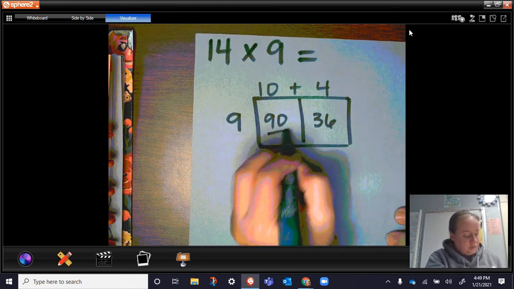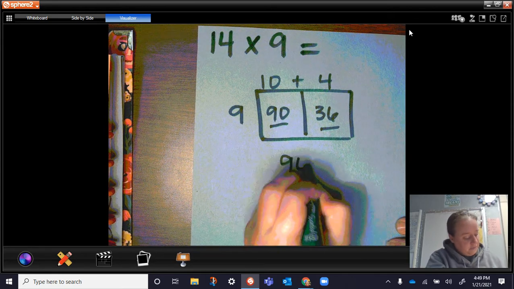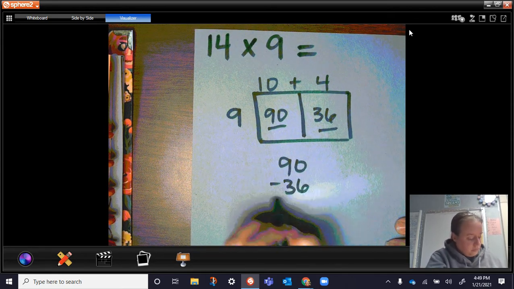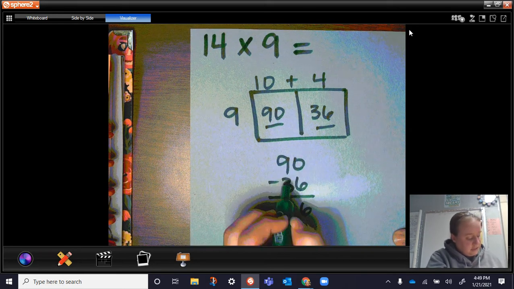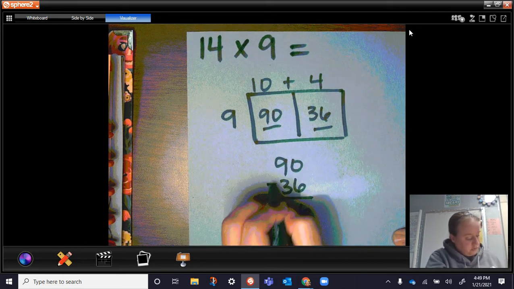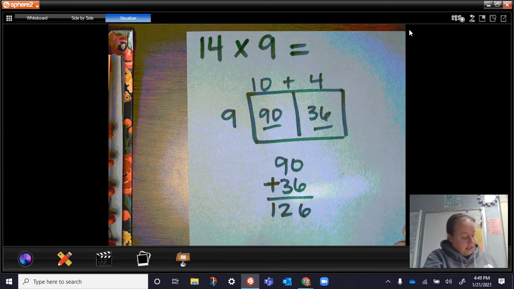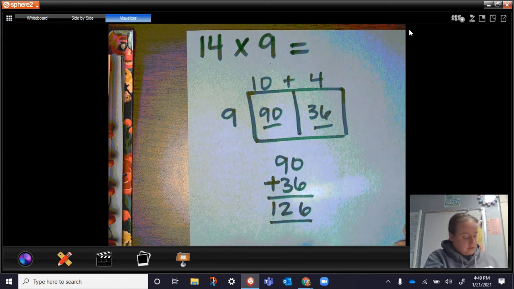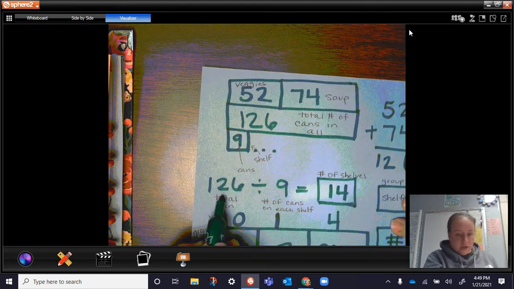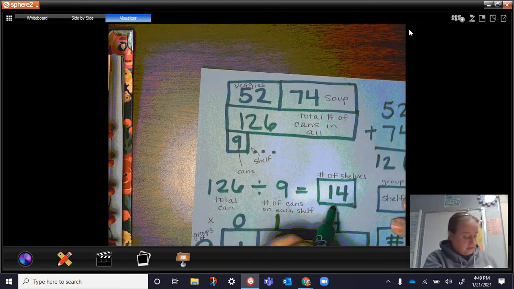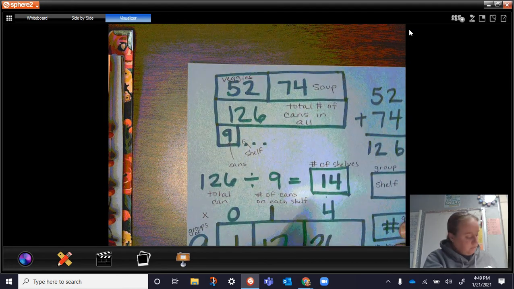I'm going to take those partial products and add them up. 0 and 6 is 6. 9, 10, 11, 12. Not subtracting, we're adding. And I get 126. So because that matched what I started with, I know that that is a correct answer.